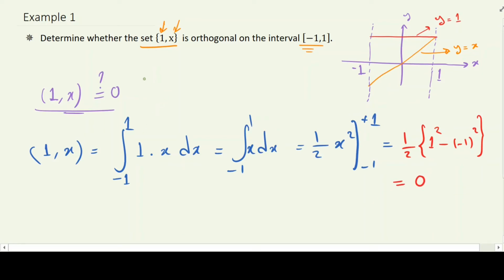So this was a simple example, since our set consists of only two members here, so we have just one pair of functions to look at, and we have seen that that pair of functions has an inner product of 0. So the conclusion is that this set is orthogonal.